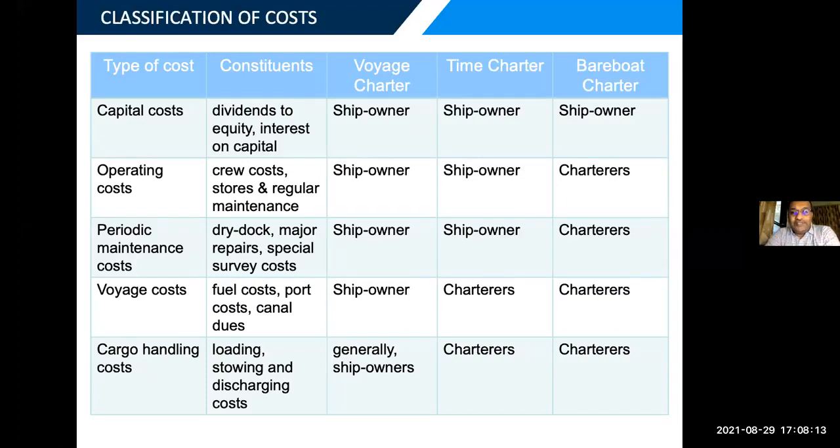I will ask you a question. Just answer it. The slide is before you only, I have not closed the slide. Fuel cost in case of a time charter is borne by? Ship owner. Sorry, fuel cost in case of a time charter is not borne by the ship owner, it is borne by the charterer. Because when a ship is handed over on time charter, the charterer takes over the control of the ship, commercial management is with him, and direct operating expenses are borne by the charterer. Look at the slide: voyage cost, fuel cost, time charter is borne by the charterer.